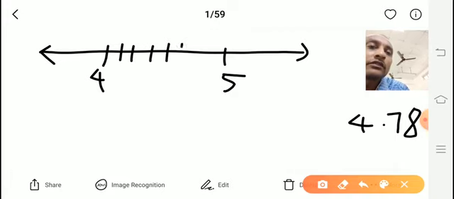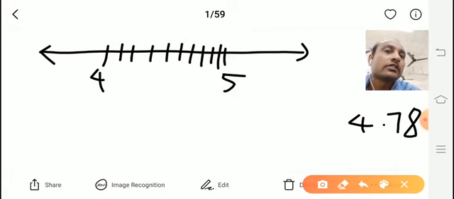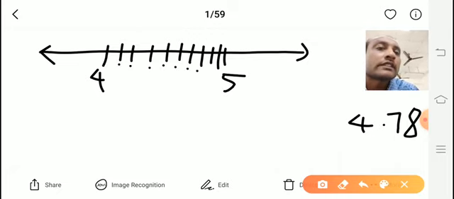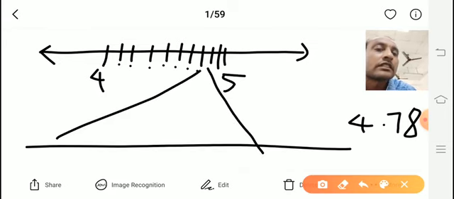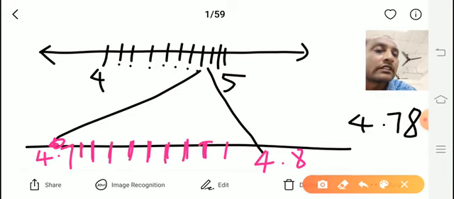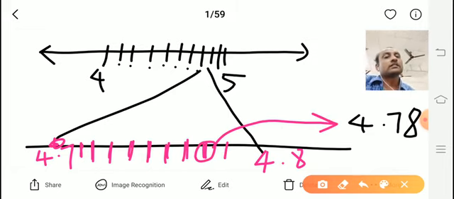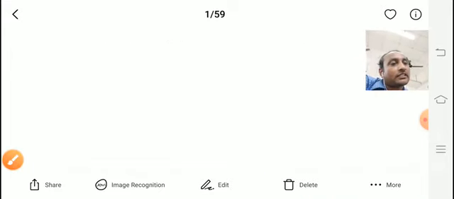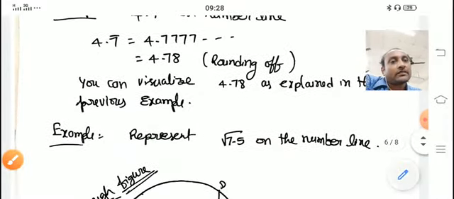4.1, 2, 3, 4, 5, 6, 7, 8, 9. 4.1, 4.2, like that you take up to 4.78, right? 1, 2, 3, 4, 5, 6, 7. This one you should magnify. This is 4.7. This is 4.8. Again divide into 1, 2, 3, 4, 5, 6, 7, 8, 9. This is 4.7. 1, 2, 3, 4, 5, 6, 7, 8. This is 4.78. Like that you can represent 4.78 on the number line. Hope you understand how to represent a terminating decimal and a non-terminating repeating decimal on the number line.